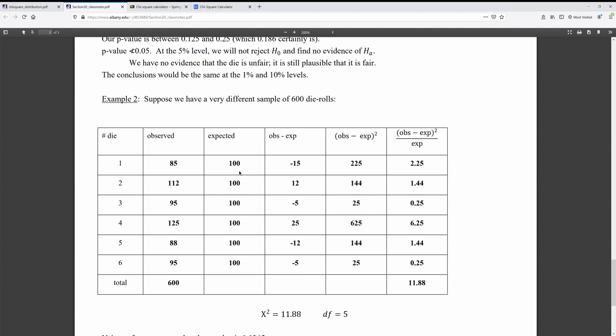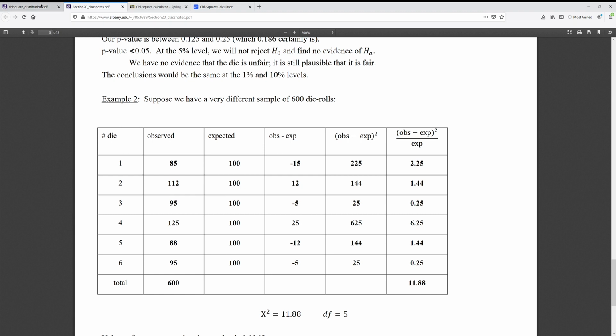Divide them by what you would expect, 100. That's relatively easy. Just move the decimal place, right? 225 divided by 100 is 2.25. 144 divided by 100 is 1.44, and so on. Now when you add all these up, you get 11.88, which of course, considering we're using the same exact chi-square curve as before, is a lot further along. So now we've got our chi-squared of 11.88, still 5 degrees of freedom, with our chart method.